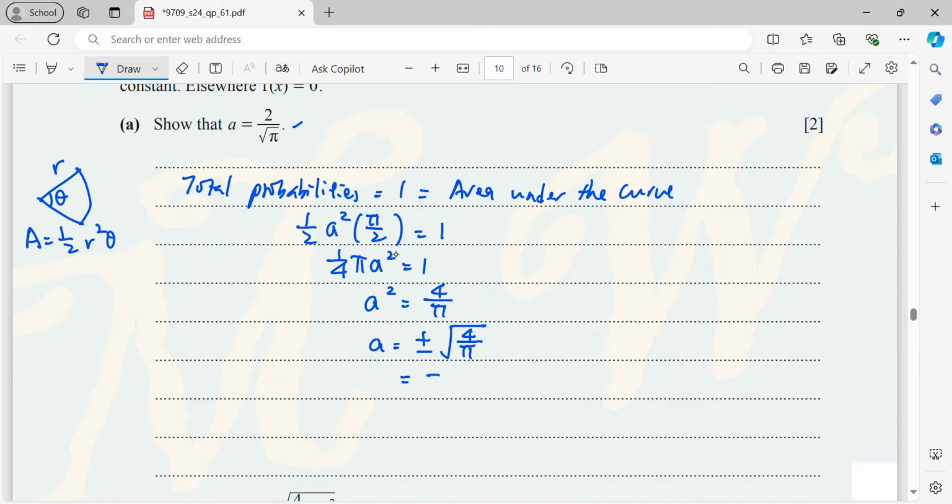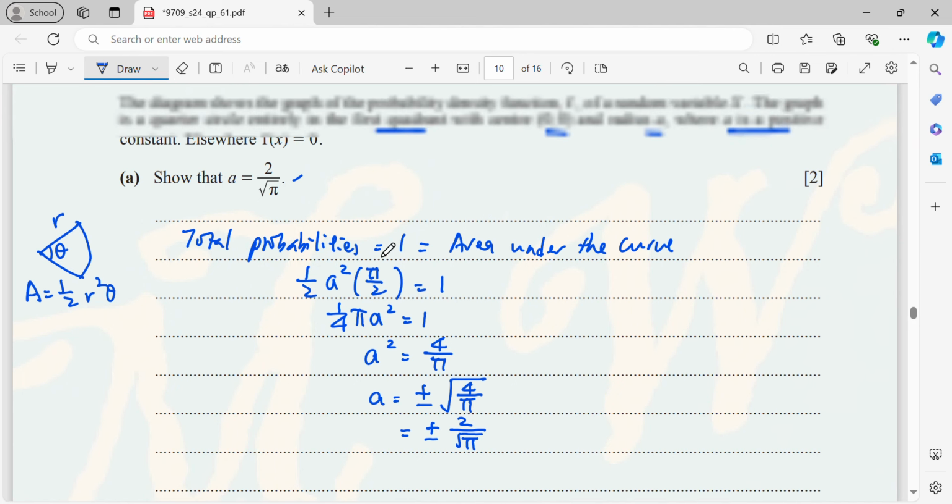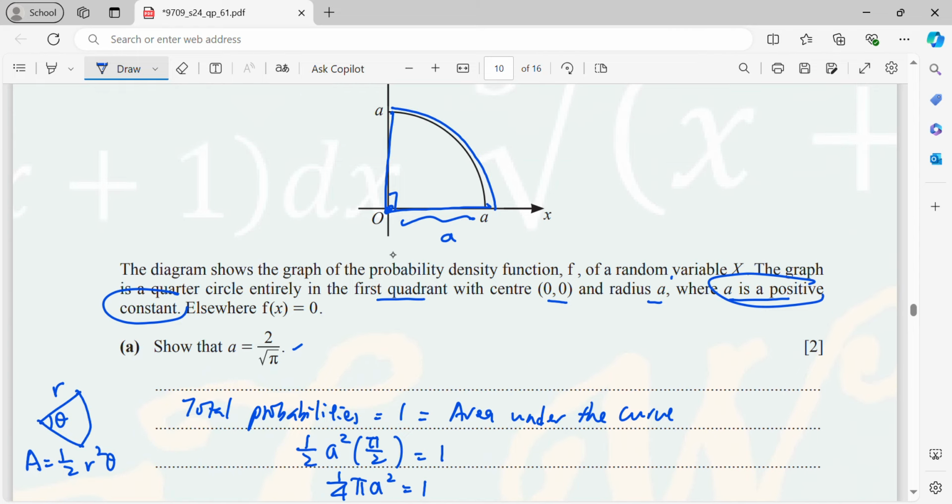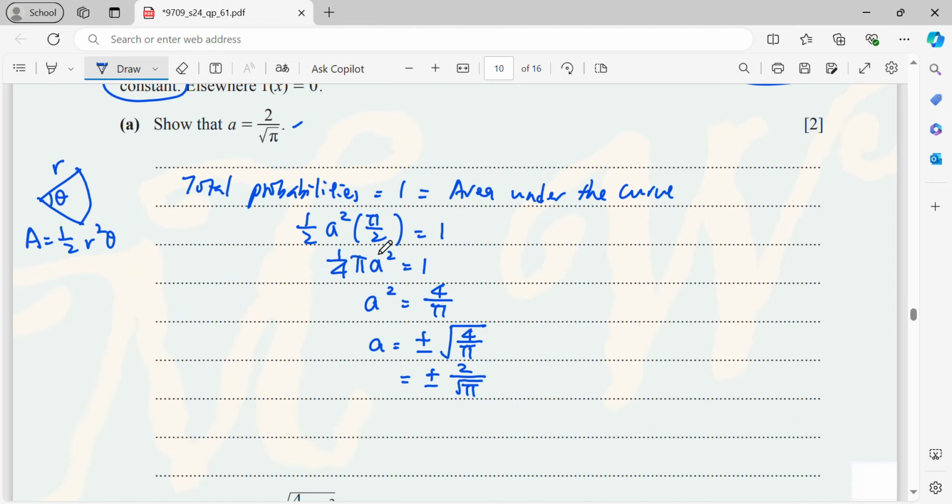This is going to be plus minus 2 over square root pi. And now, given in the question, A is a positive constant because it is a radius, or obviously from the graph, A is on the right side of the y-axis or the f-axis. So A is greater than 0. Hence, your A is going to be 2 over square root pi. So with this, we have shown the A value.